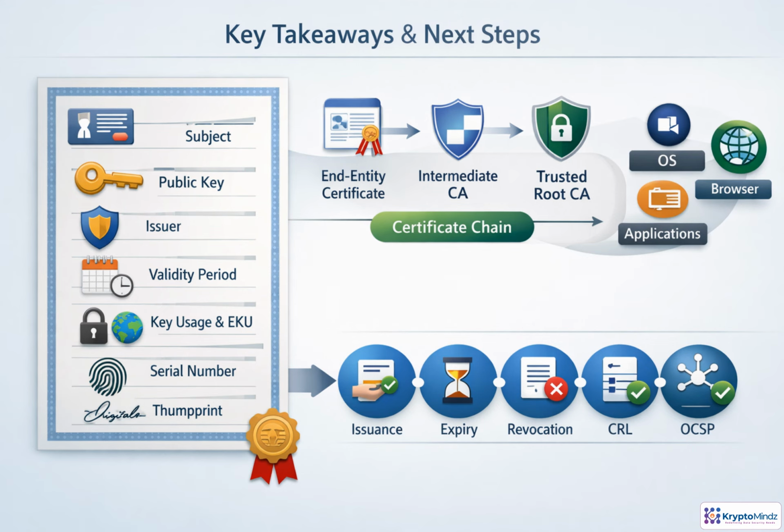Certificates are structured trust packages: identity, public key, usage rules, and a signature from a certificate authority. Systems validate them by building a chain to a trusted root and checking they're still valid and allowed for the task. In the next topic, we'll follow certificates through issuance, expiry, and revocation.